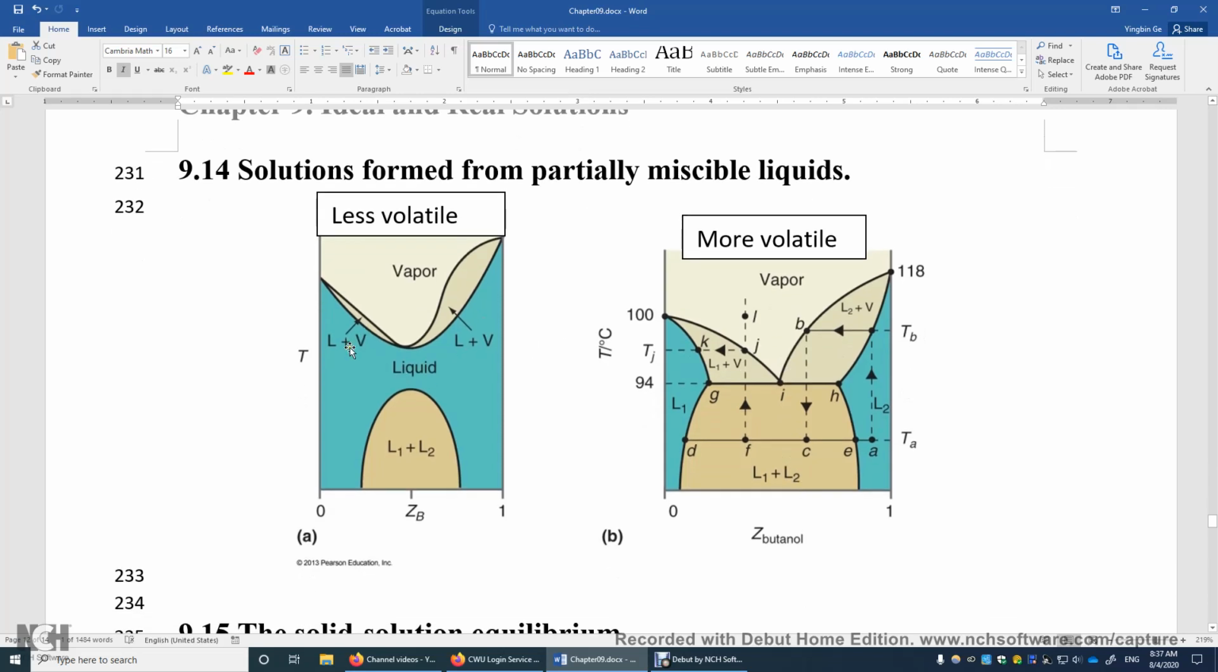So you just need to be able to analyze this phase diagram, this temperature composition phase diagram. The information is all there. You just need to talk about this information.